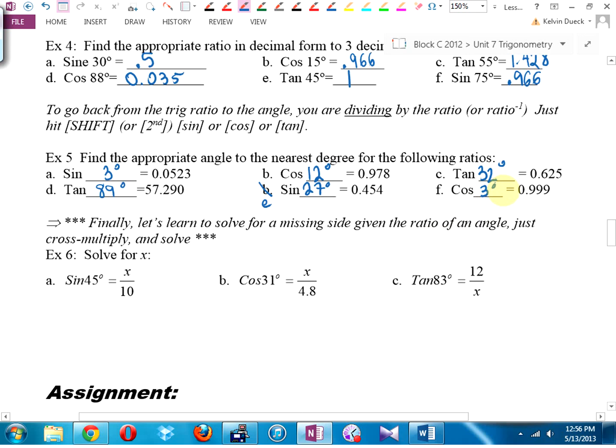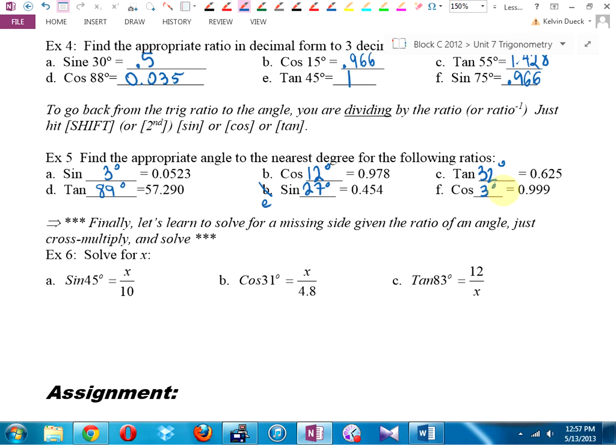I got 89 degrees, 27 degrees, and I got 2.56, but it says to the nearest degree 2.5. I guess would round to 3 degrees. Okay.